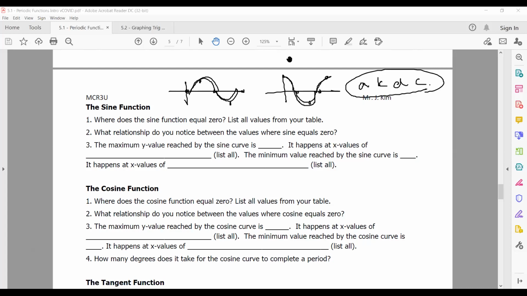Be ready for chapter 5.3. It's not a long lesson, but it will test to see how comfortable you are with AKDC from chapter 2 and chapter 3.